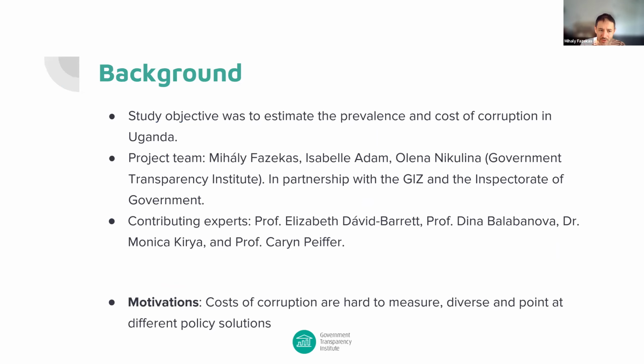So the study, which I posted the link to in the chat, aimed at estimating the prevalence, so the frequency of occurrence of corruption and its costs. And as Dina mentioned in the introductory verse, that's very important because I guess by and large, there's a consensus that corruption is a bad thing.